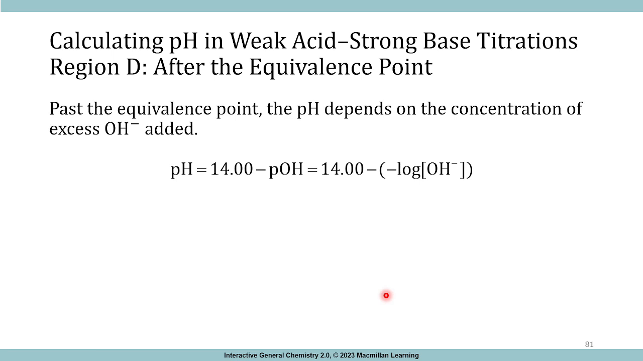So past the equivalence point, the pH is going to depend on your concentration of the excess OH minus that we add from that excess base. And so that's the major one we have to keep track of and deal with. So the pH is just going to equal 14 minus the negative log of the OH minus that we add from that strong base, right?